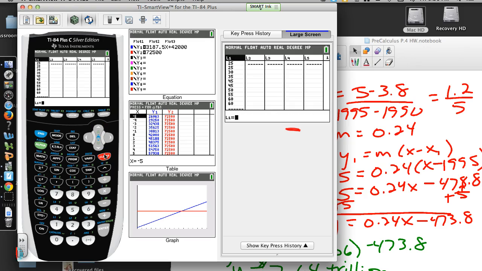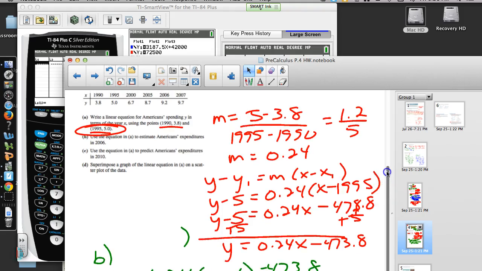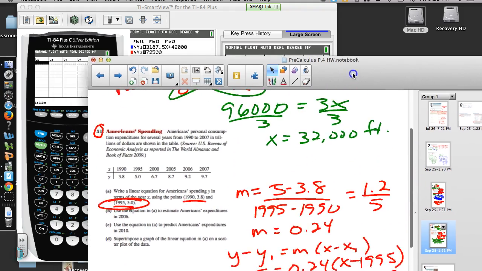So I'm just clearing out the data that I already have in that first list. And what I'm going to do is put in the original data. So let me slide this over so that we can see all of that data.